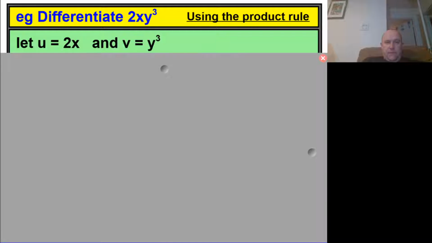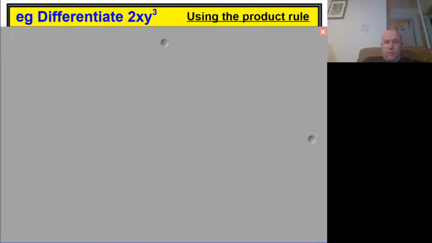Alright, getting on to the main part of today's lesson. So this is implicit differentiation part 2. This is what we're trying to differentiate. I put the clue here at the top: use the product rule. Notice that x and y are multiplied together here.